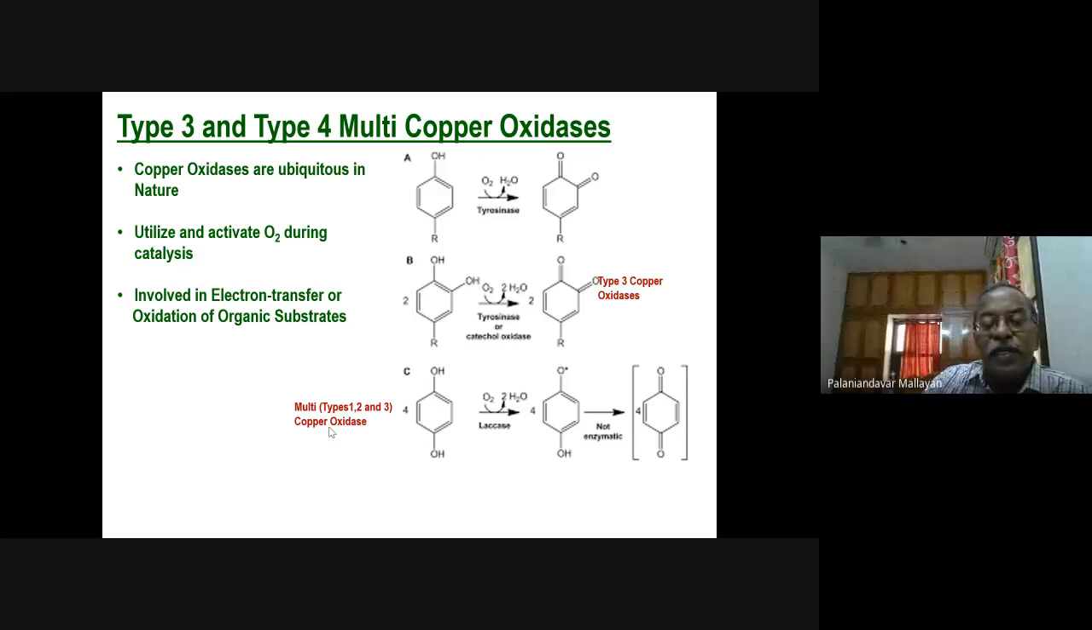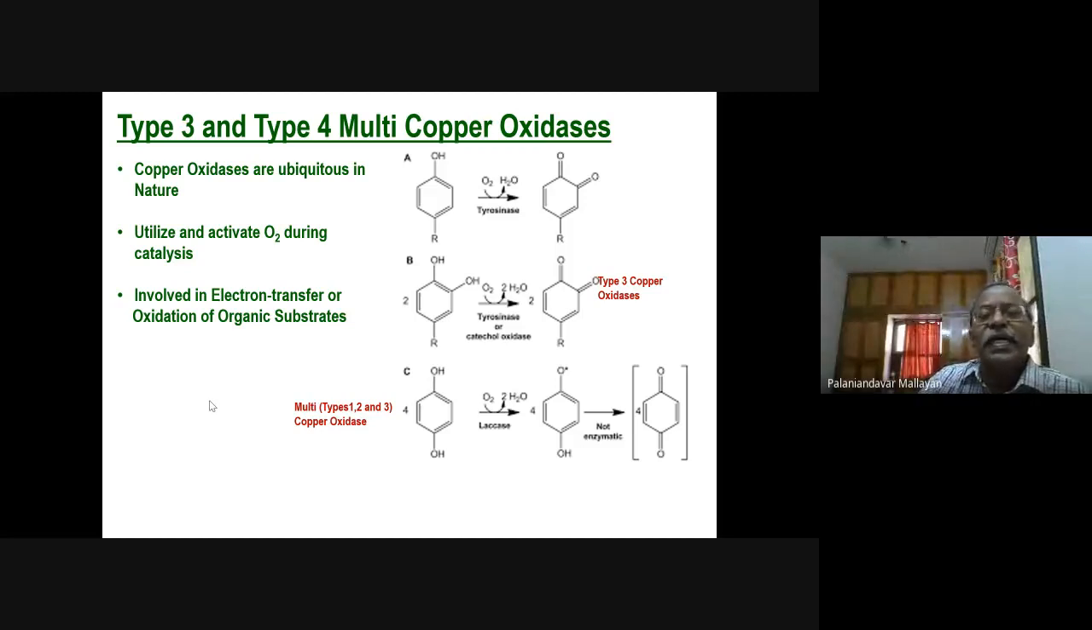That has more than type 3. It also contains type 3. It involves type 1 and type 2 also. So it's a very complex enzyme, laccase enzyme. It's very difficult to reproduce the enzyme activity or make models for this, because we have to assemble 3 such sites together in one place. So this is how copper oxidases are important.